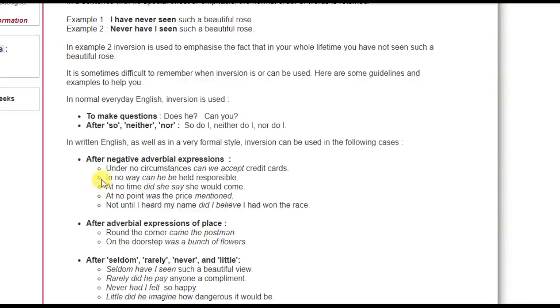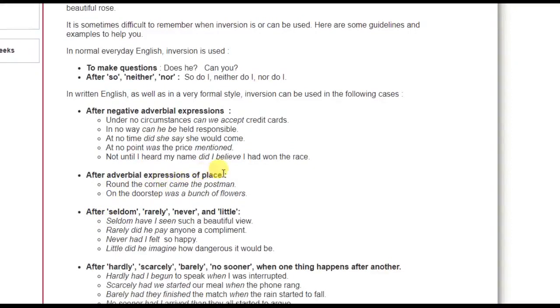Second, in no way can he be held responsible. And so on. After adverbial expressions of place, round the corner came the postman. It's inversion. The places are changed. Now the normal word order of this sentence is, the postman came round the corner. In English, the subject is always in the first place.